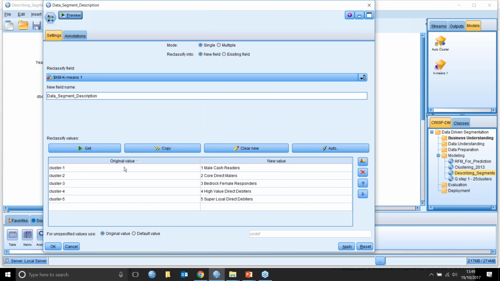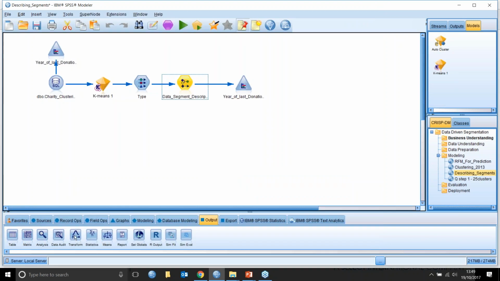So I'm calling cluster group 1 male cash readers. I'm calling cluster group 2 core direct mailers. Cluster group 3 bedrock female responders. Cluster group 4 high value direct debitors. And cluster group 5 super loyal direct debitors. Obviously, you could come up with your own descriptions. You may disagree with those, but as a starter, that's probably a reasonable one to begin with.